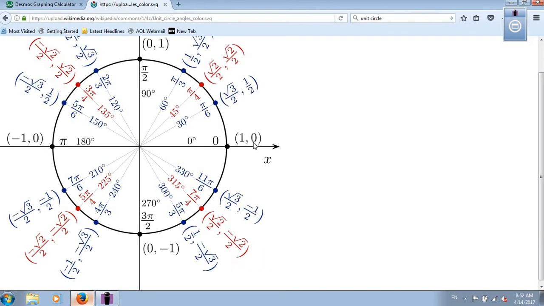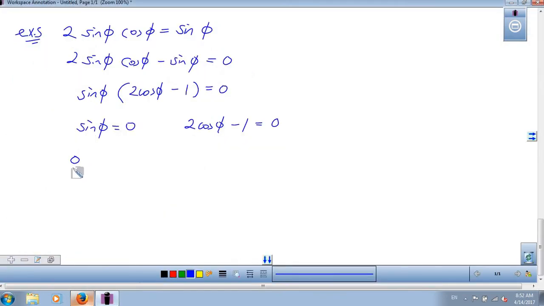Well, if you look at your unit circle, sine equals 0 when phi equals 0 and when phi equals pi. So here phi equals 0 and pi. Alright, what about here? Let's go ahead and solve it.